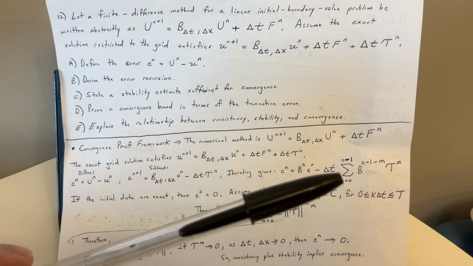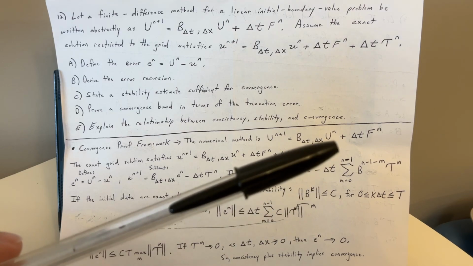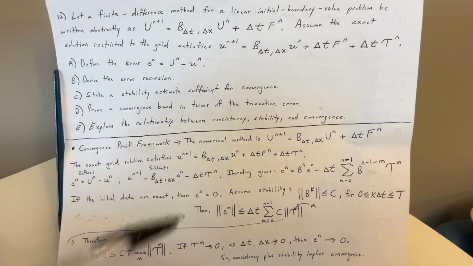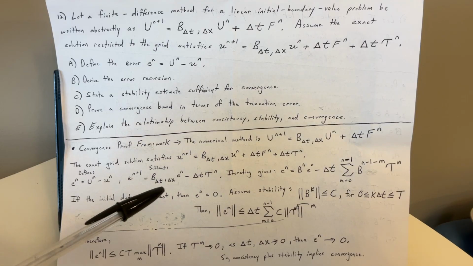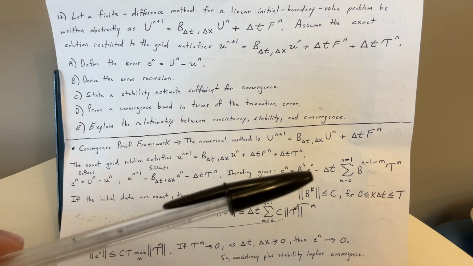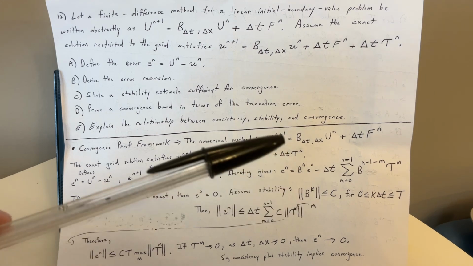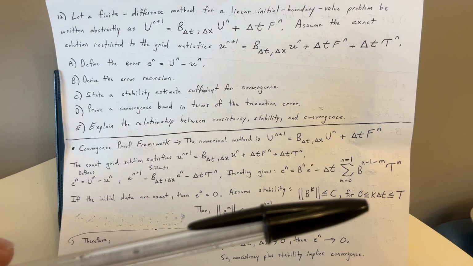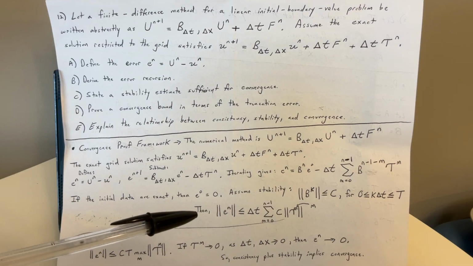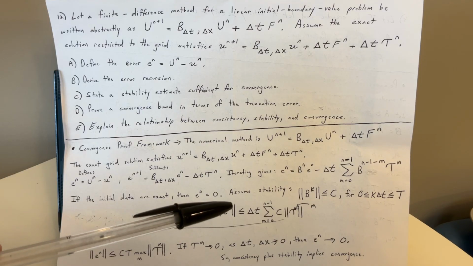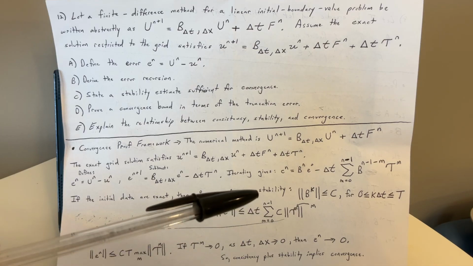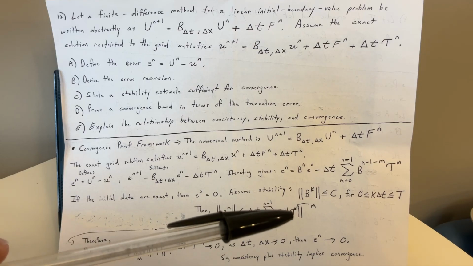And the sum from m equals 0 to n minus 1 of b to the n minus 1 minus m tau to the m. If the initial data are exact, then e to the 0 equals 0. And if we assume stability here, we have the norm of b to the k is less than or equal to c, for 0 is less than or equal to k delta t less than or equal to t. Then from here, the norm of e to the n is less than or equal to delta t times the sum from m equals 0 to n minus 1 of c times the norm of tau to the m.